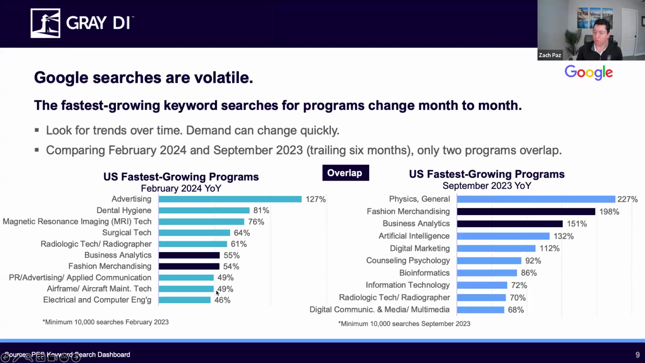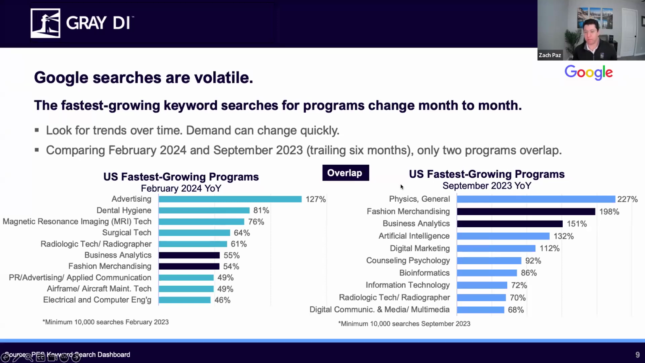And one thing we wanted to compare is, okay, are the same programs growing month over month and in different periods? And what we found is when we compared this to the September 2023 year over year, there were two programs that were consistent in that. Fashion merchandising and business analytics were both in the top 10 fastest growing programs in terms of Google searches, but the rest of the programs were not.